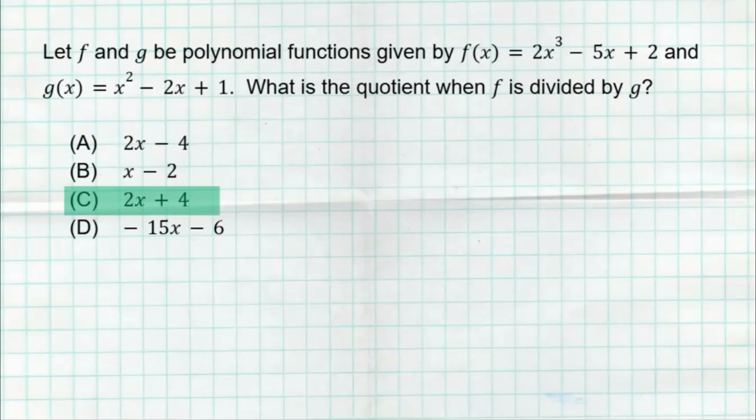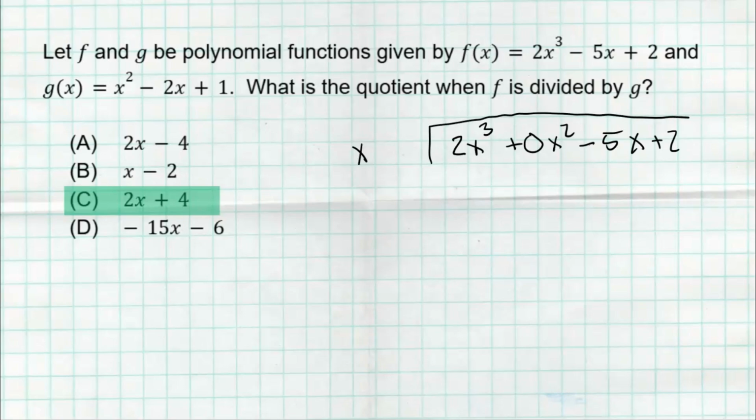And the correct answer here is C. Now to get this one right, we have to do long division. We're taking 2x cubed. Now notice there's no x squared. And if you remember maybe all the way back from Algebra 2, we've got to put a filler. We've got to put a 0x squared in that spot for long division. Minus 5x plus 2, all divided by x squared minus 2x plus 1.